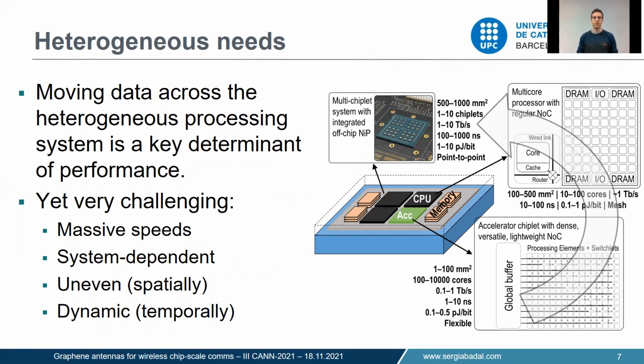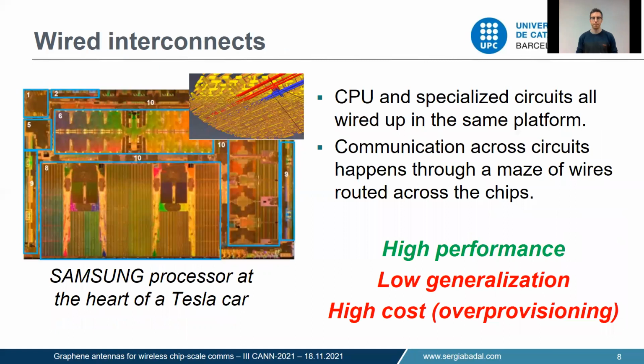Yet, this is very challenging because of the massive speeds that accelerators require, because these are system dependent, depending on the mixture of accelerators and CPUs that you provide. They are uneven spatially and dynamic temporally. So communication becomes different: different phases of computation lead to different communications from one point to many others, from one point to another very specific point, and these things change over time.